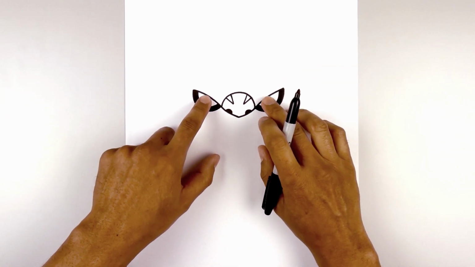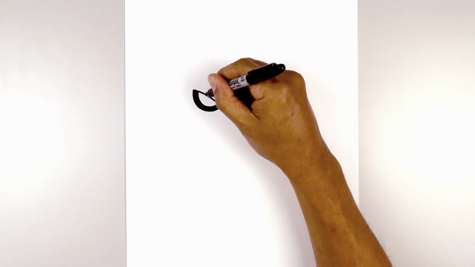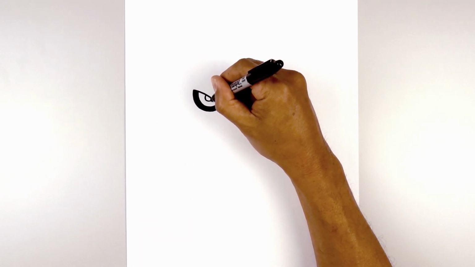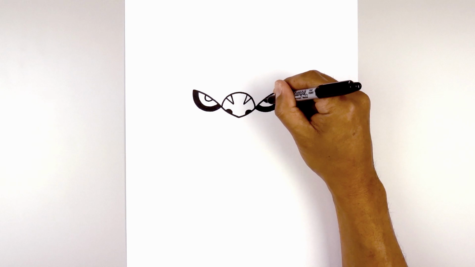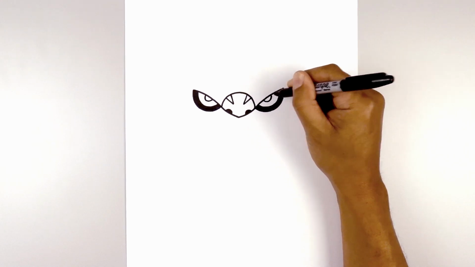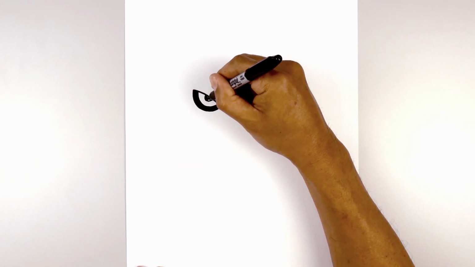Now we're going to tuck the pupils in underneath the eyelid. So it's a small half circle, curving around, and then back up. And do the same thing on the right side. Now I'm going to fill those in black.